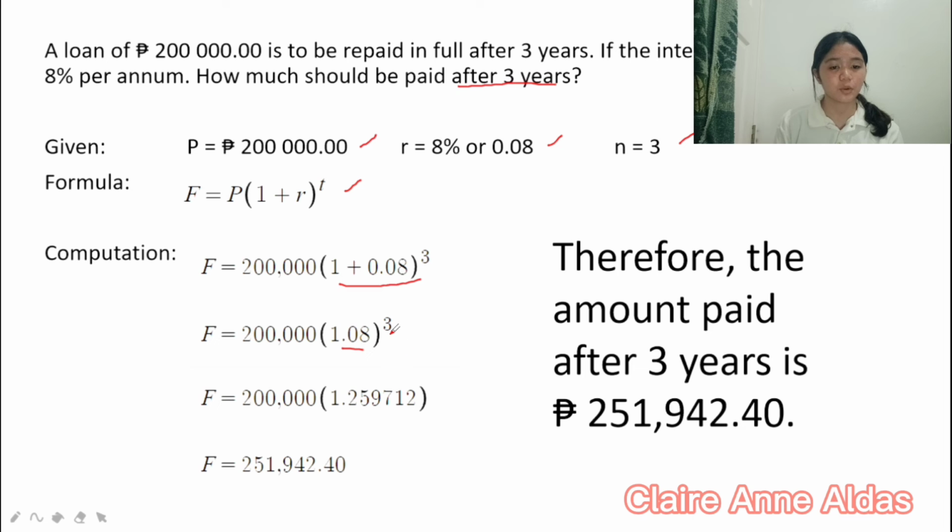Solve next the exponent and that will equate to 1.259712. Multiply this by 200,000 and it will equate to 251,942.40. Therefore, the amount paid after 3 years is 251,942 pesos and 40 centavos.